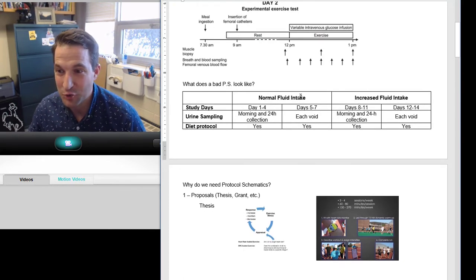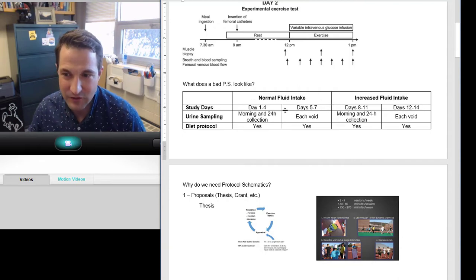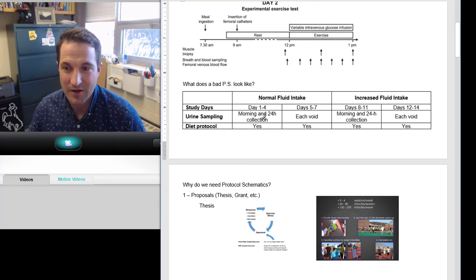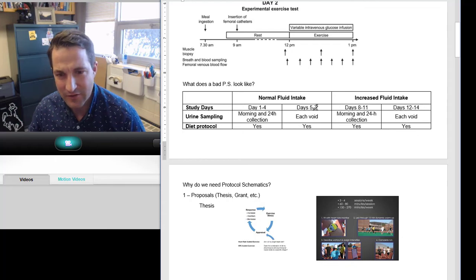What this has is 2 different time points here. You can see that they have different study days here, which is okay. That's fine. Maybe we would want to do that on a study timeline, a little bit more like this instead. Then we have our urine sampling, and it gives us the type of urine sampling that was happening, morning and 24-hour collection on days 1 through 4, and then you have every void collected here. I don't know if that's actually true, but from reading it, I remember that.